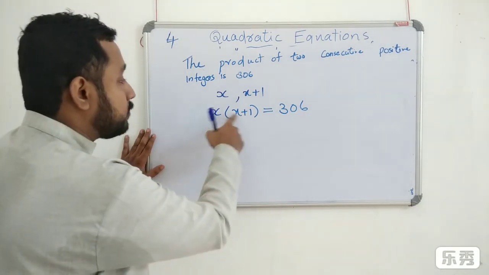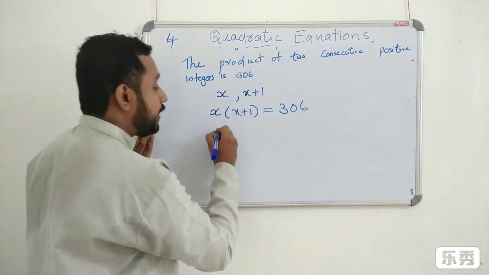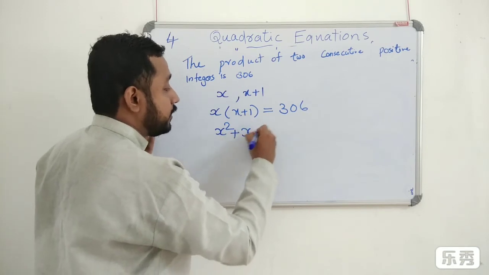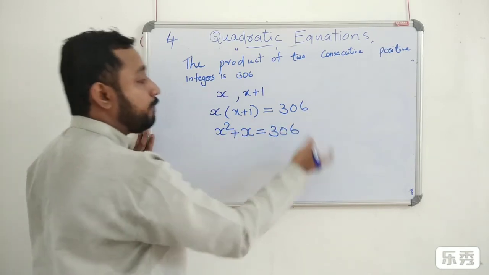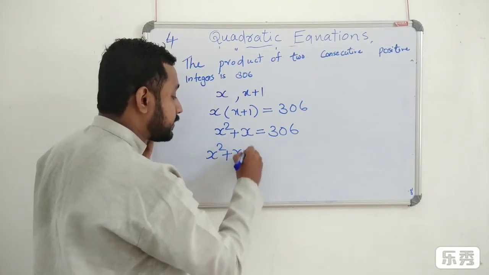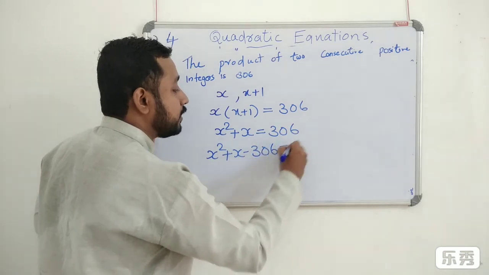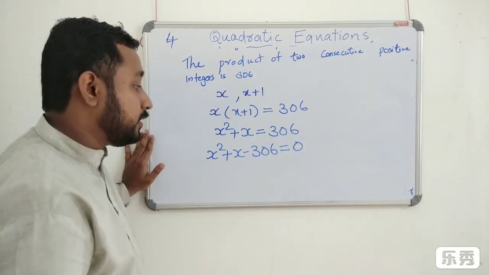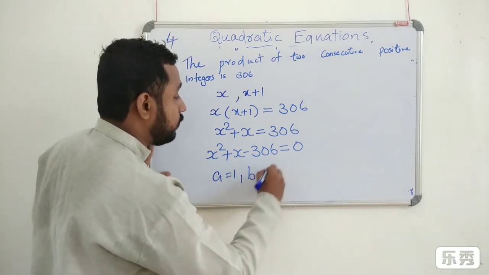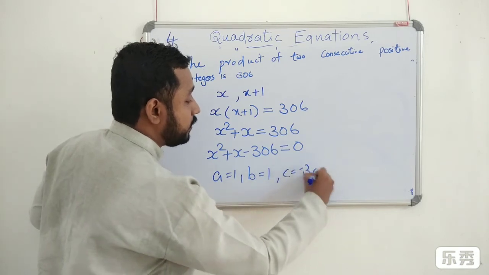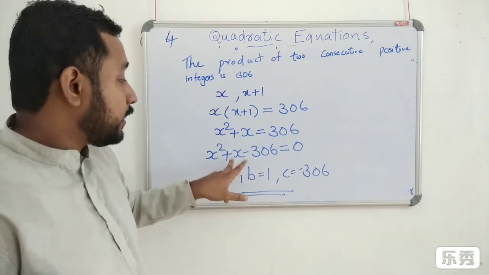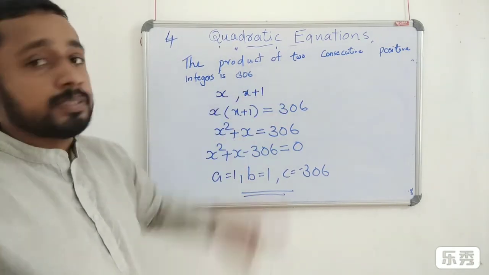When we multiply this x with the bracket, we get x into x, x square, plus x into 1, x, which is equal to 306. When we bring this 306 to the LHS, we get x square plus x minus 306 equal to 0. On comparing with the general form of a quadratic equation, we get a equal to 1, b equal to 1 and c equal to minus 306. This is also a quadratic equation. This is the quadratic representation of this situation.